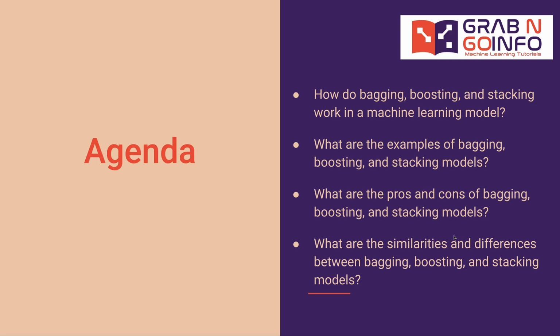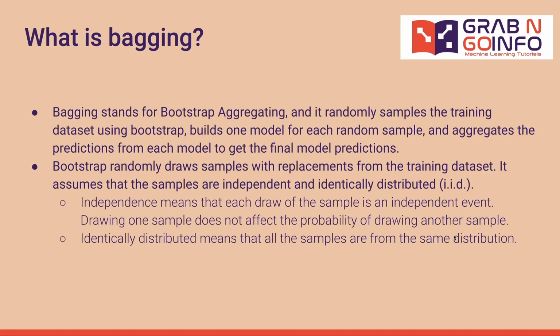Let's get started. Bagging stands for bootstrap aggregating, and it randomly samples the training dataset using Bootstrap, builds one model for each random sample, and aggregates the predictions from each model to get the final model predictions. Each individual model is called a weak learner or a base model. In this tutorial, we will use the term weak learner and base model interchangeably.